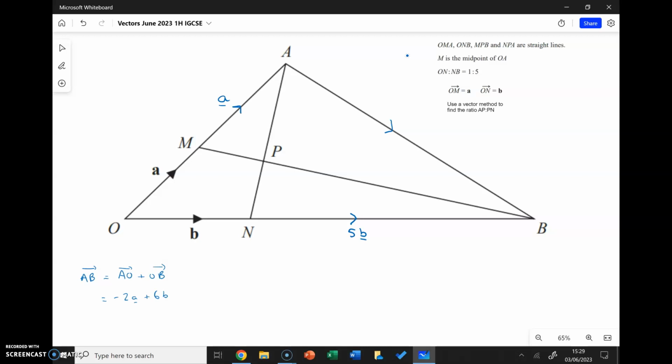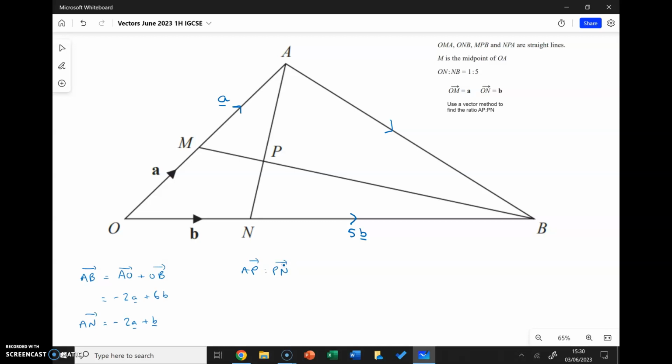I could also find A to N: minus 2a plus b. Yeah, using the same idea. And I guess I could find, what else? Maybe that's it for now. So I'm going to have a rethink of what the question is asking me. So I'm being asked to find this ratio of AP to P to N.